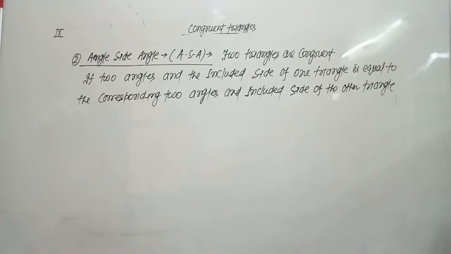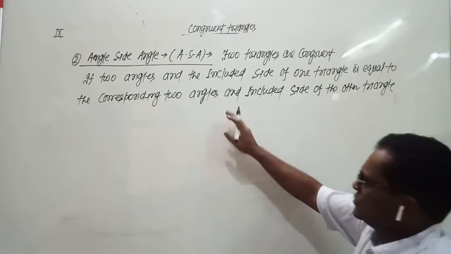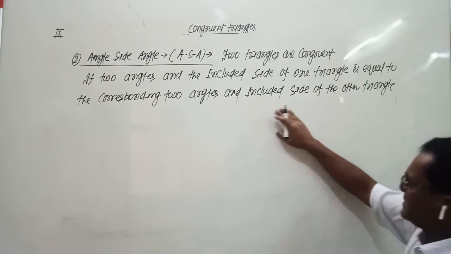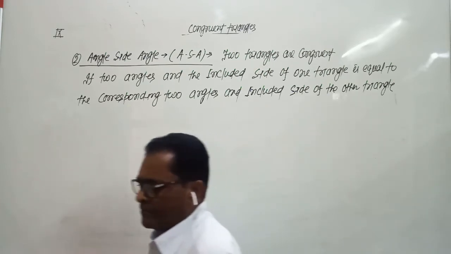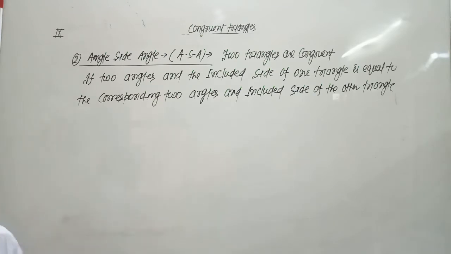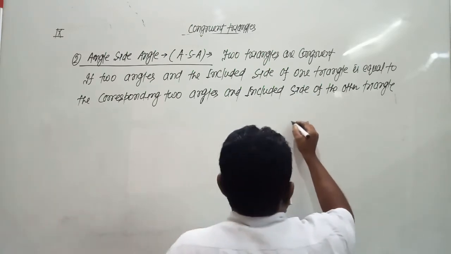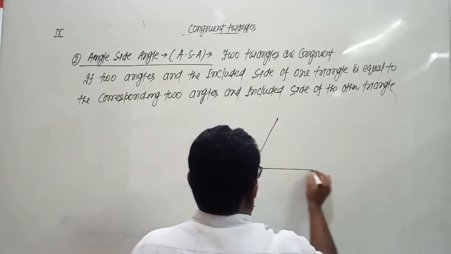So two triangles are congruent if two angles and the included side of one triangle are equal to the corresponding two angles and included side of the other triangle. Then the two triangles are said to be congruent. There are two triangles.